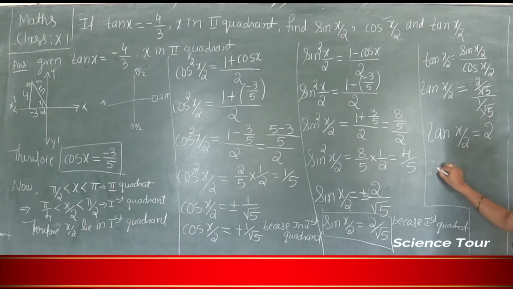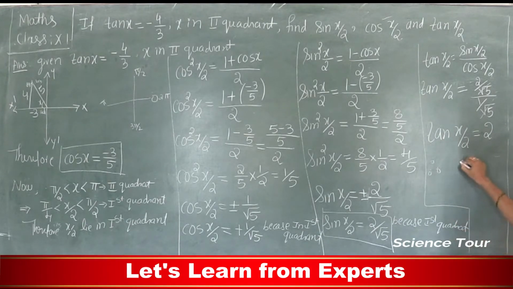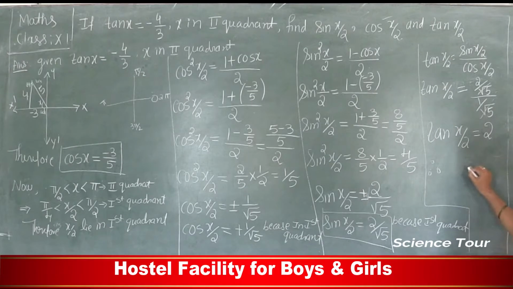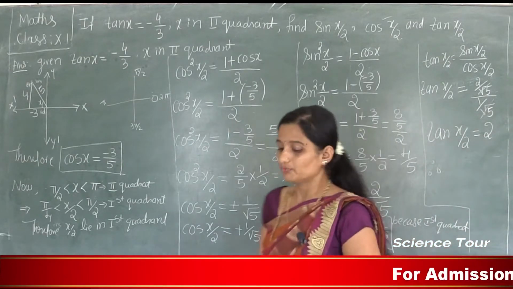Write the conclusion. Therefore, sin x by 2 is equal to 2 divided by square root of 5, cos x by 2 is 1 divided by square root of 5, and tan x by 2 is equal to 2. Important question for 5 marks.